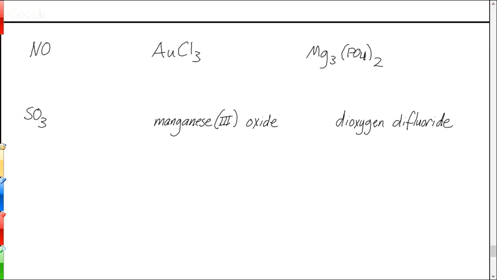But the second one, the chloride, what it's called, it's a metal and non-metal. Right, so the formula is given.